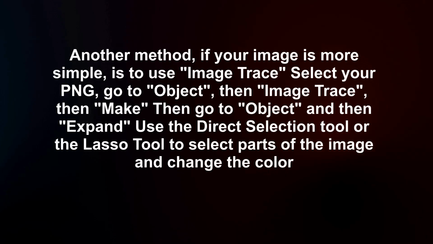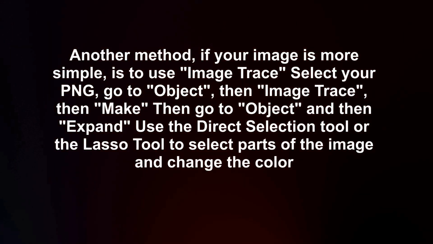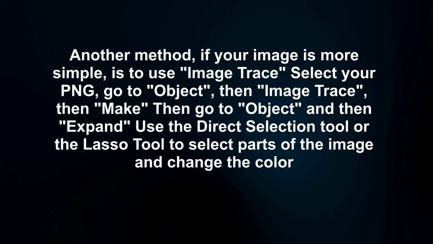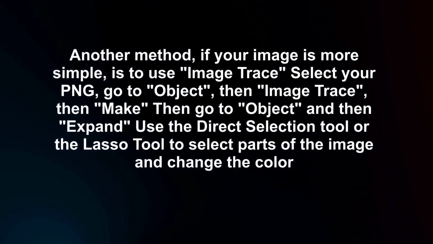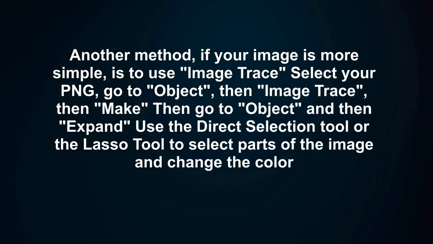Another method, if your image is more simple, is to use Image Trace. Select your PNG, go to Object, then Image Trace, then Make, then go to Object and then Expand. Use the Direct Selection tool or the Lasso tool to select parts of the image and change the color.